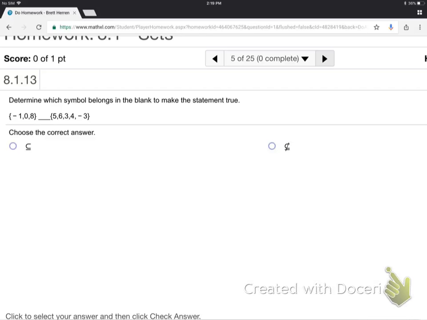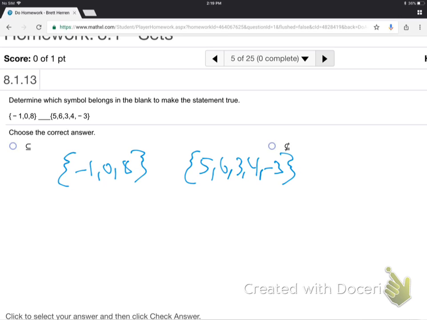Symbol here. We have the set on the left. We have the set on the right. Let me make it a little bigger here. So -1, 0, 8. This is curly brackets that I'm making, which is set notation. 5, 6, 3, 4, -3. The order of the elements in the set doesn't matter.